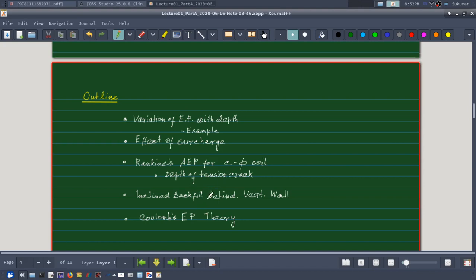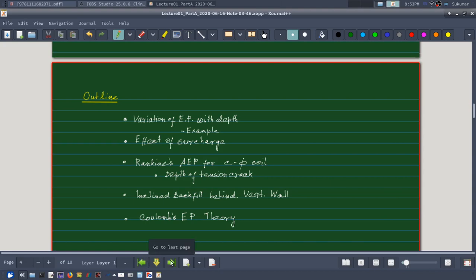Then we will come to Coulomb's earth pressure theory, its assumptions, limitations, and how we can use it. We will just introduce this. We will not solve actually any problem on this. So this is our topic of discussion today.